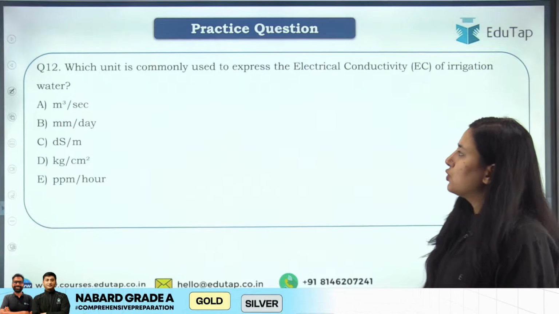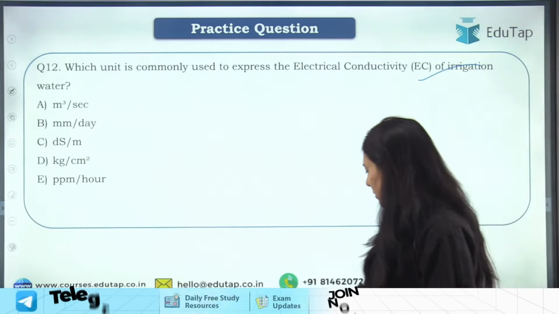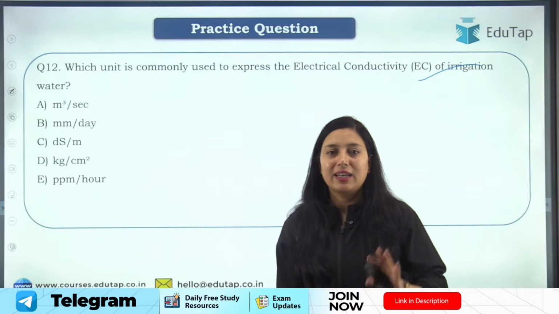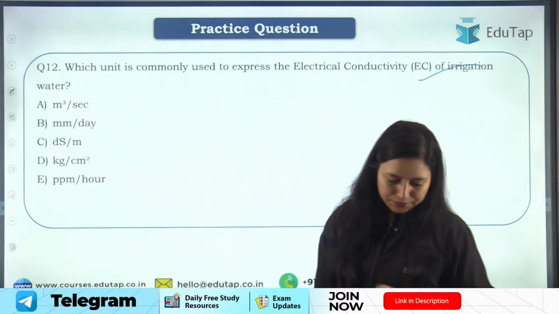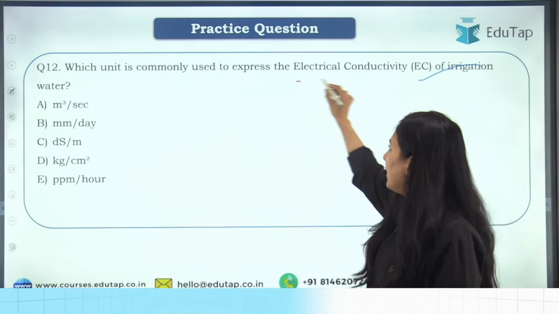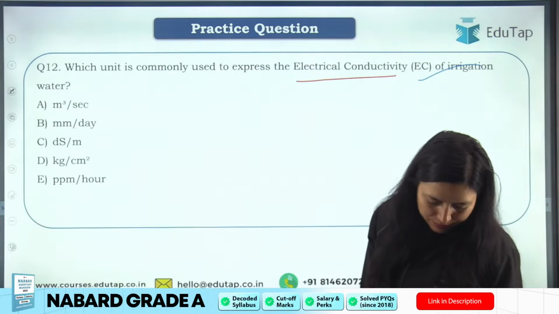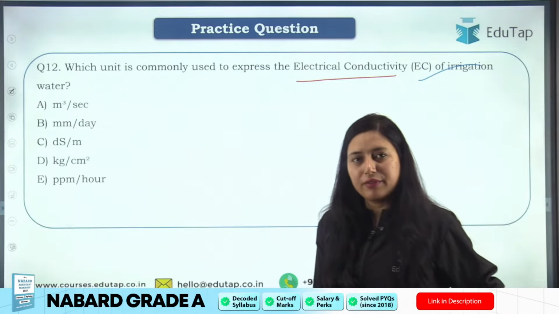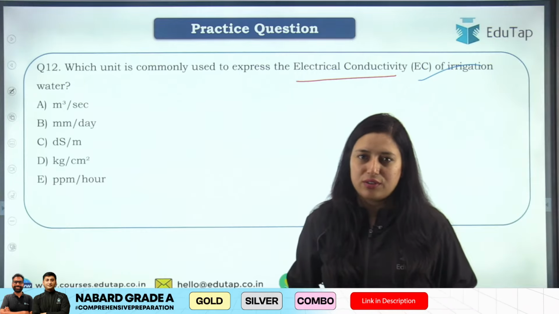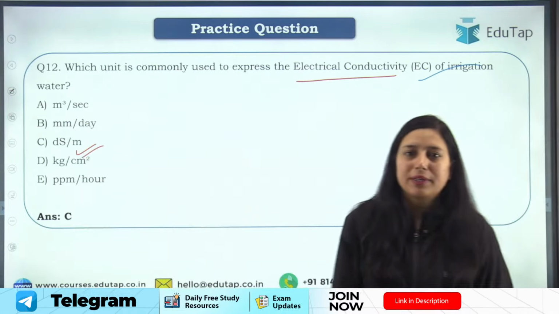Chalo, next question is, which unit is commonly used to express the electrical conductivity of irrigation water? ठीक है, electrical conductivity की unit क्या है? Again a PYQ that was asked to you. Just tell me what is the SI unit of electrical conductivity. Quickly, I have told you. Yes Mayank, very good. जो गली वाला पार्ट होता है उसमें watering करते हैं, that is furrow irrigation. Very good. It is deci-Siemens per meter. Deci-Siemens per meter will be the answer.